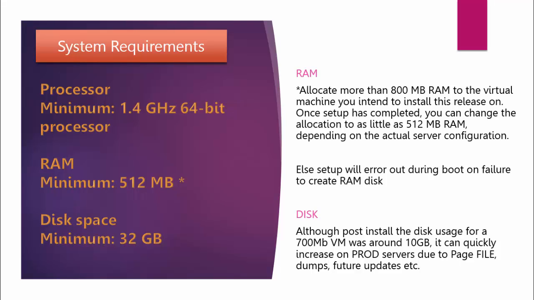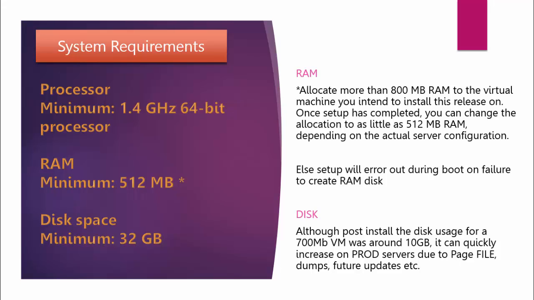You require a RAM of 512 MB, but remember that Microsoft recommends that you allocate more than 800 MB of RAM for your virtual machine if you are installing this release on the VM. So once the install is complete, you can boot the system with 512 MB, but for the installation stage alone, you require more than 512. The recommended value is 800 MB. So if you don't follow this recommendation, you might end up with an error while the system boots from the DVD.